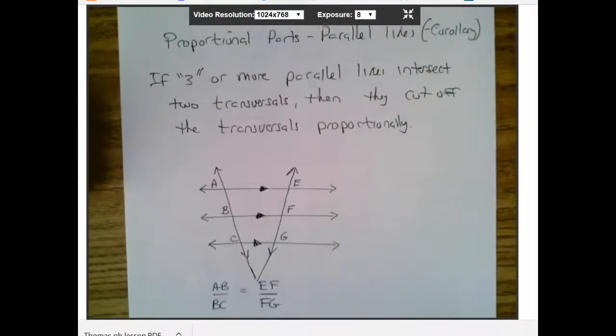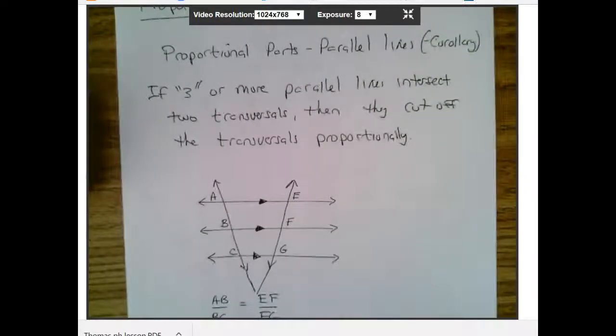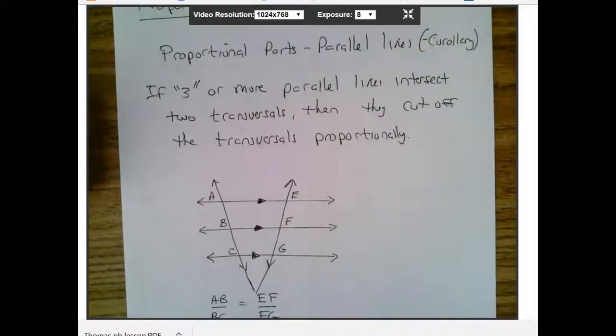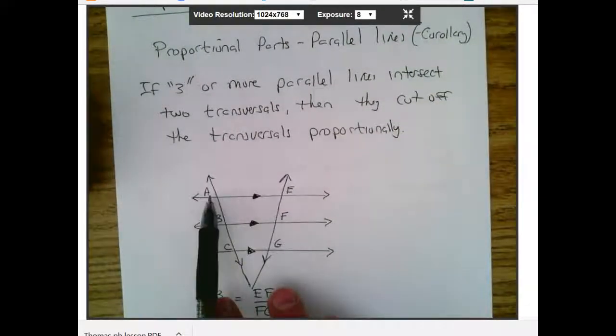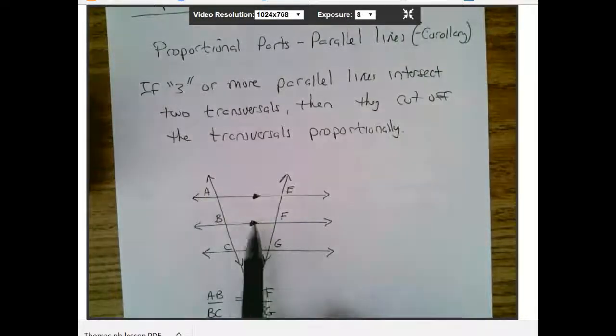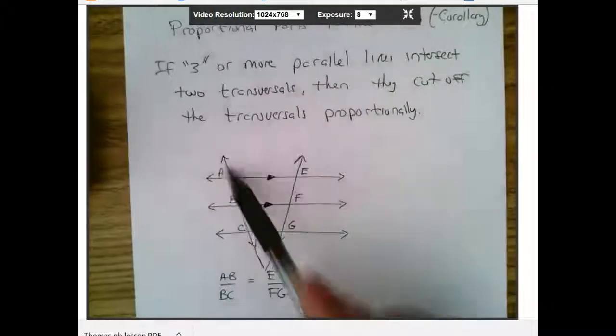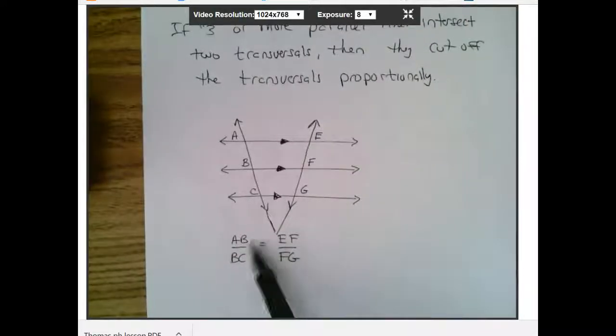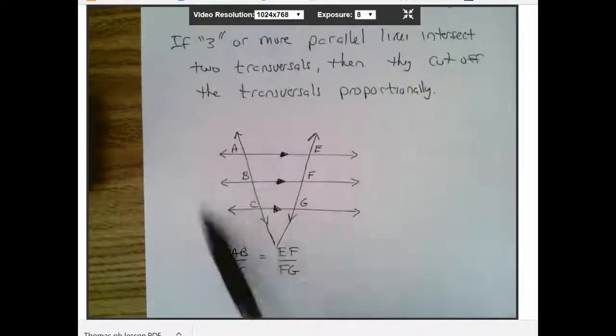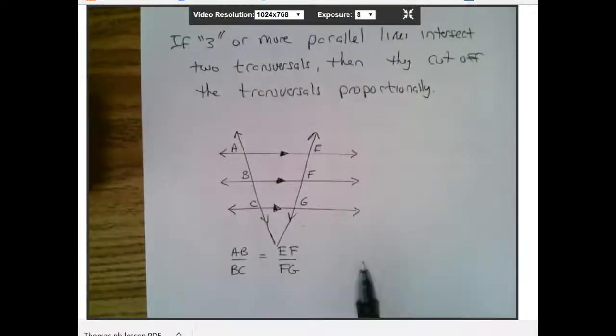And this one says, if 3 or more parallel lines intersect 2 transversals, then they cut off the transversals proportionally. Okay, so if we have line AE parallel to BF and CG, they're all parallel, then we know they all have some kind of proportion in relationship to each other. Now, the proportion would be AB right here, and BC would be equal to EF and FG, and then again that only goes if they're parallel. If they're not parallel, it doesn't go at all.